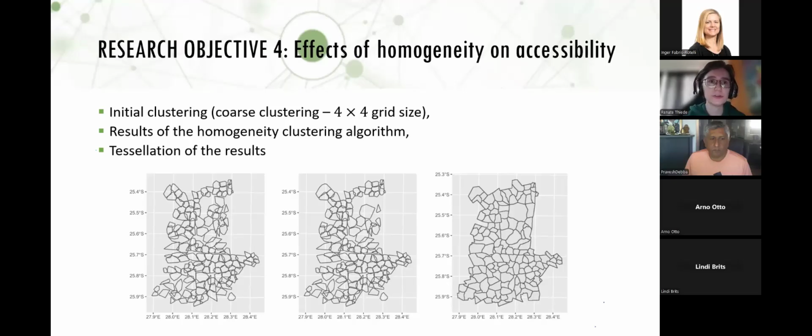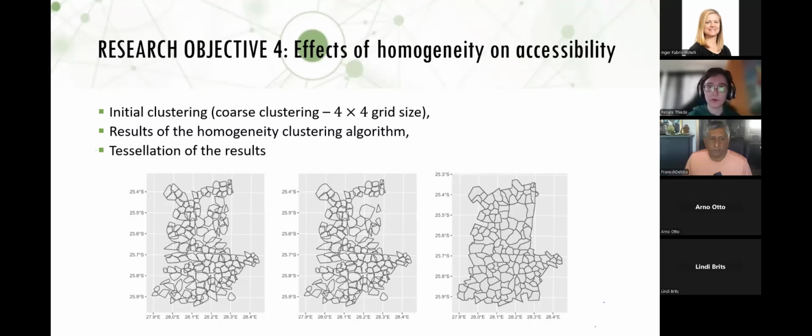So this image here shows how the homogeneity clustering worked. This specifically is a coarse clustering, which ended up with a grid size that you could have a grid of 4x4 on each of these units or more, but at least 4x4 quadrats. The first image shows the initial clustering, the middle image shows the results of the homogeneity clustering, and the last one shows the tessellation of the results.